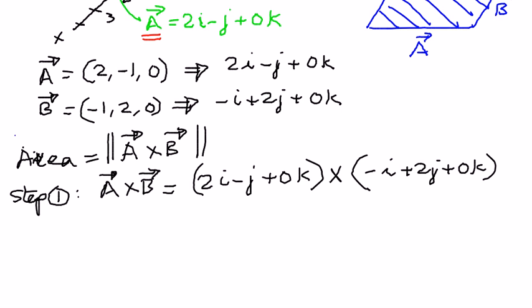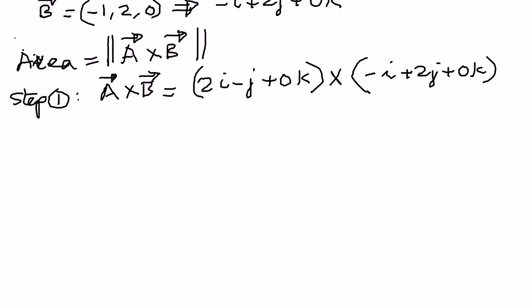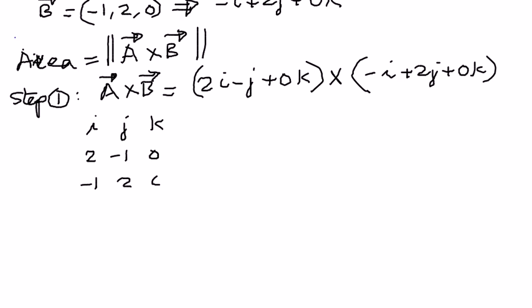Therefore, we will use the determinants procedure to simplify this. We're going to write i, j, k as the first row of the determinant, and in the second row and the third row we will write the coefficients of i, j, and k for vectors A and B. So the coefficients of i for vector A are 2, the coefficient of j is -1, the coefficient of k is 0. The coefficients of i for vector B is -1, the coefficient of j is 2, and the coefficient of k is 0.